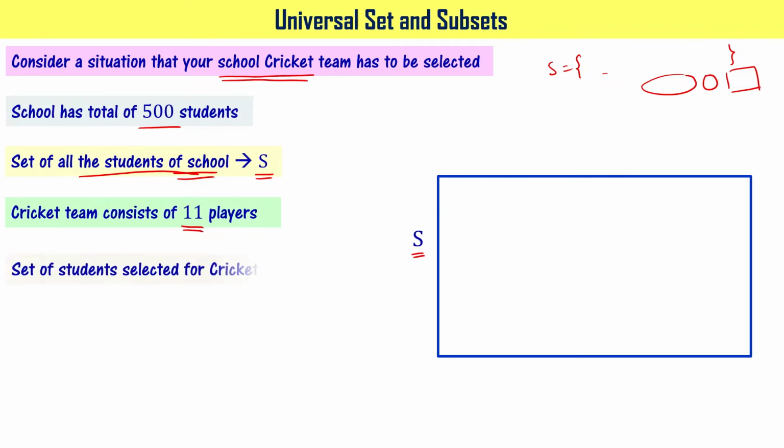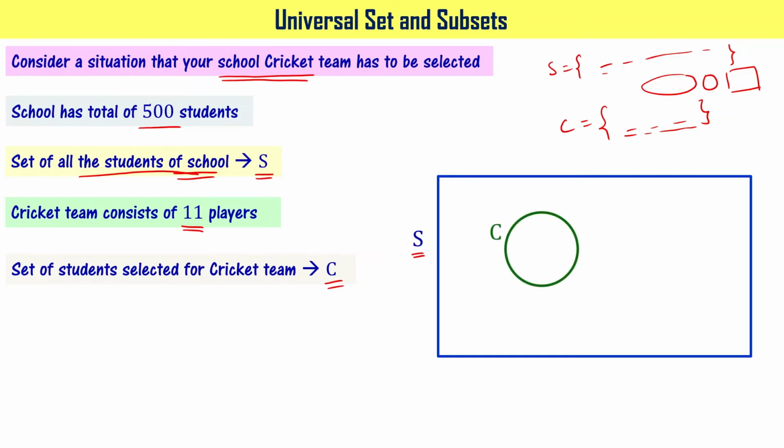For example, if I represent those 11 people's names using set C, set C can be written as some 11 names. Here in set S you have 500 names, in set C we have 11 names. Now set C can also be represented in a pictorial fashion, right? Let me do that. Set C is represented using a circle. If you write all these 11 people's names, they come here. The rest of the names will be outside the set C circle. Understood?